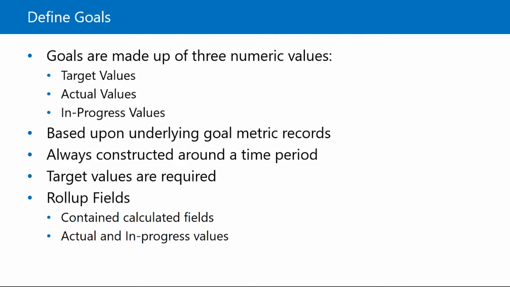Goals are always constructed around a time period of some sort with a target value. For example, Janet's goal is to close 50 cases this month, with the target value being 50 and the time period being 1 month. Additionally, you have a roll-up field. Now, a roll-up field is a field that contains calculated fields for the actual and in-progress values. The criteria specified in the goal and the goal metric fields, along with the owners of the underlying records, determine which records are included in the calculation of a goal's target and in-progress fields.